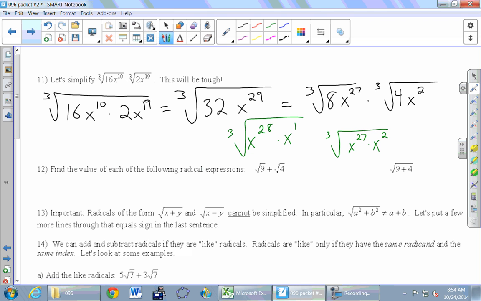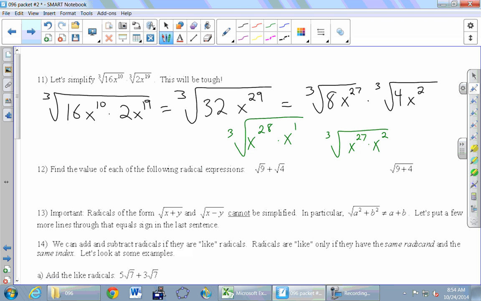Yeah, and finishing this is going to be pretty straightforward. But the tricky part is that step right there, because we treated the 32 and the 29 completely differently. We looked for a perfect cube that went into 32. We said, oh, 8 is a nice number. 8 is a perfect cube. And then whatever's left over, it was 4 in this case.